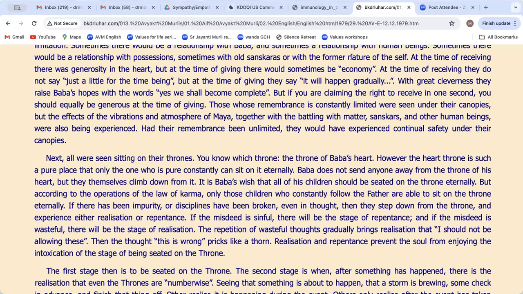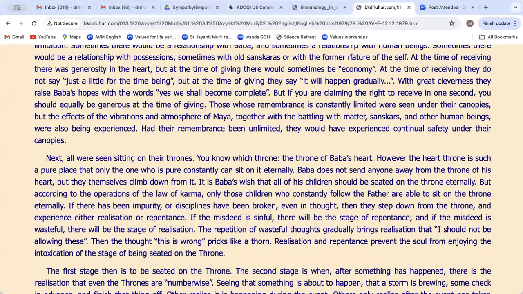Baba does not send anyone away from the throne of his heart, but they themselves climb down from it. And so it's again so beautiful, it makes you feel really so guilty all the time when Baba says that I don't push you away from my heart throne. It is you who come down off the heart throne because of your own lack of purity. And everyone is number wise.